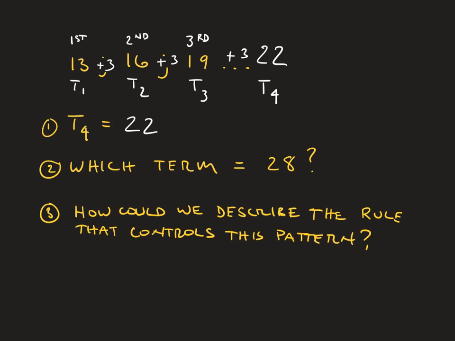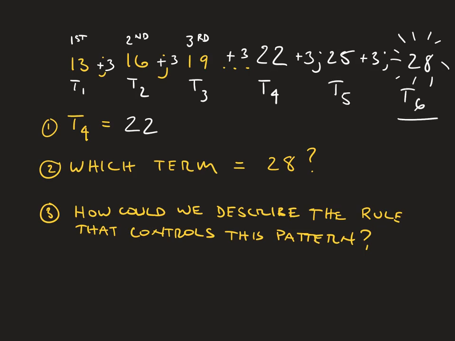Now, in question number 2, it asks the opposite type of information. We need to figure out which term is equal to or has a value of 28. So we need to carry on with our pattern. If we do that, we're going to get 25, and then we actually are going to get 28, which we're going to be really excited about. We need to figure out what term it is, and that's going to be term 6. So term 6, the sixth number in the pattern, is going to equal 28.